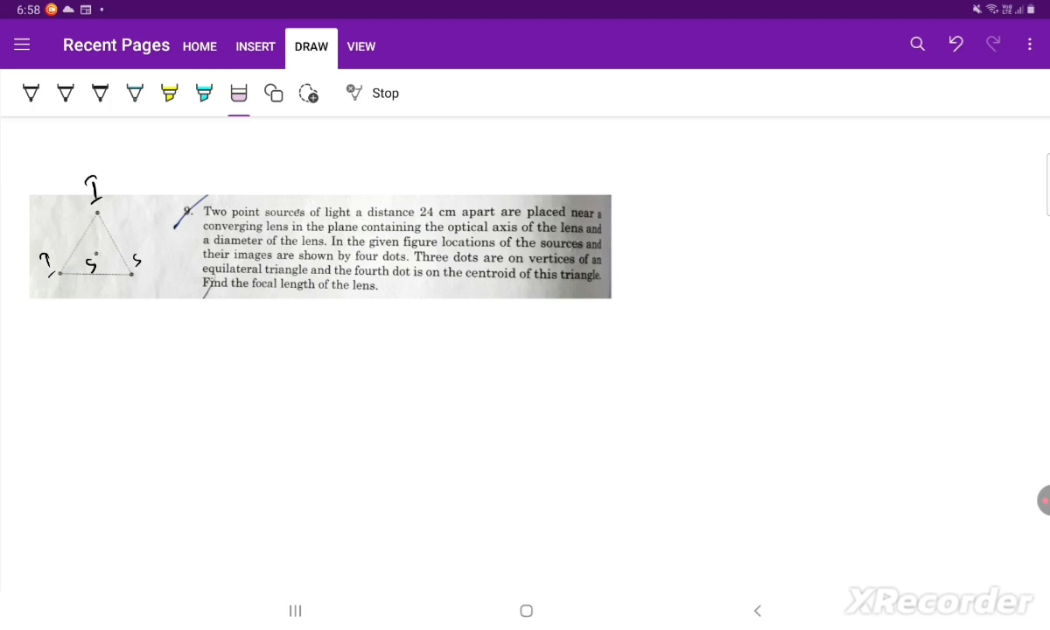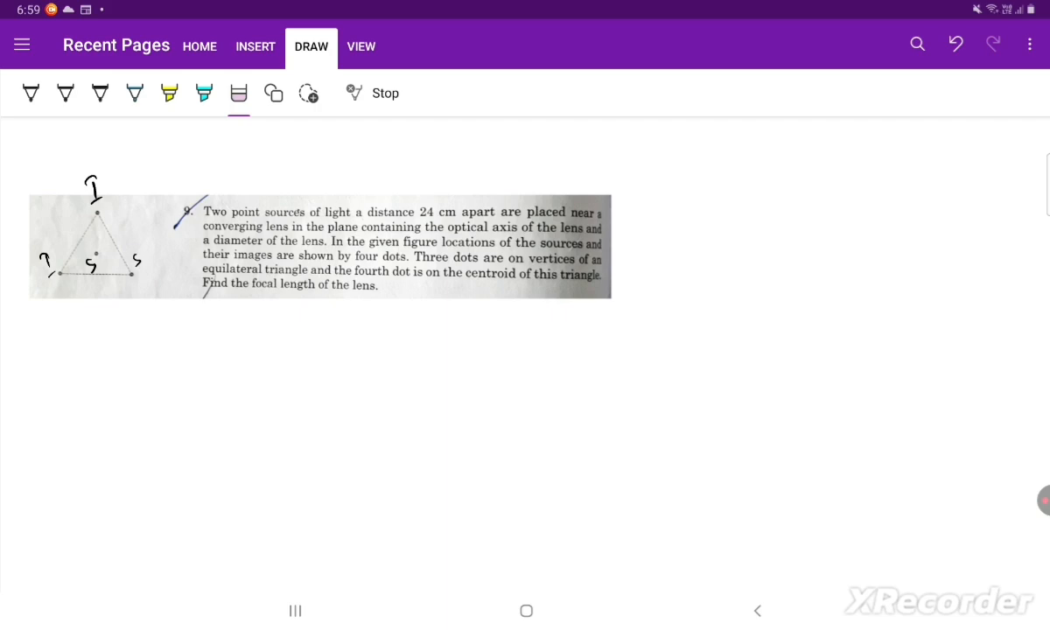Now, there can be two cases. Either both the sources, which are marked by S, are at the vertices, or one source is at the centroid and the other at a vertex, and both the images are at the opposite vertices of the triangle. Pause the video, give it a try.